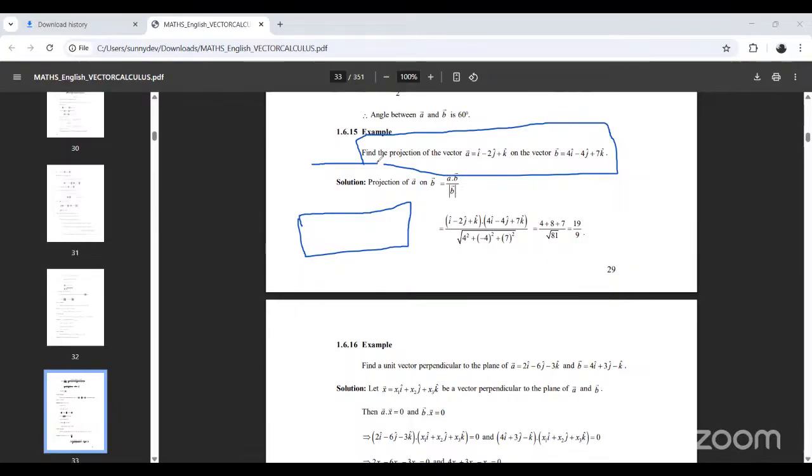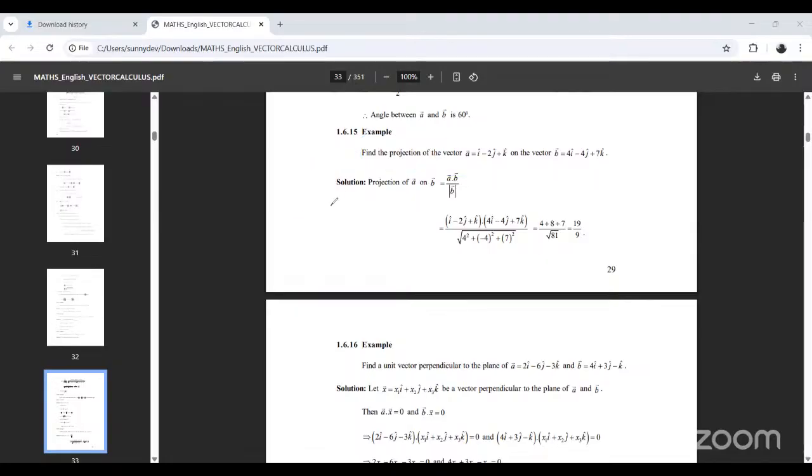That is what the projection is. Here they are asking for the projection of A on B. The projection of A on B, the formula is A dot B by modulus of B. In the same way, the projection of B on A, the formula is A dot B by mod A. So this is how we can find it. These are important.